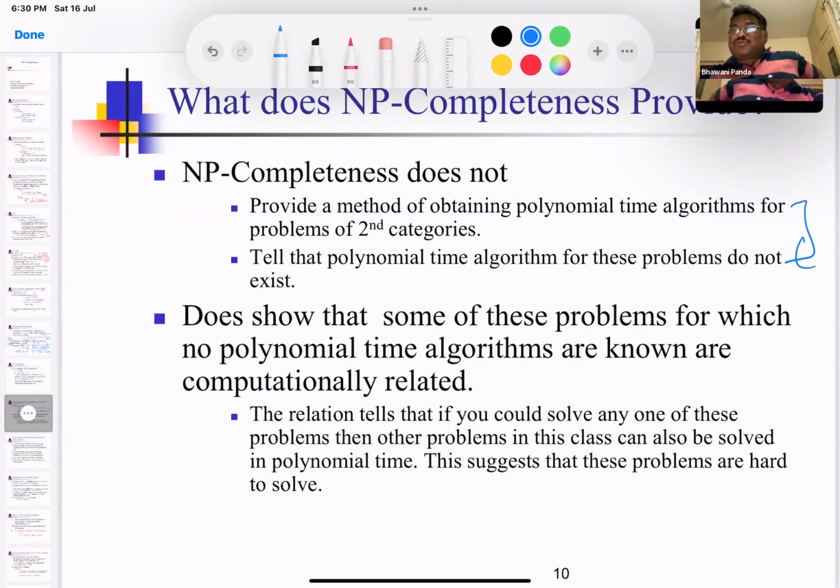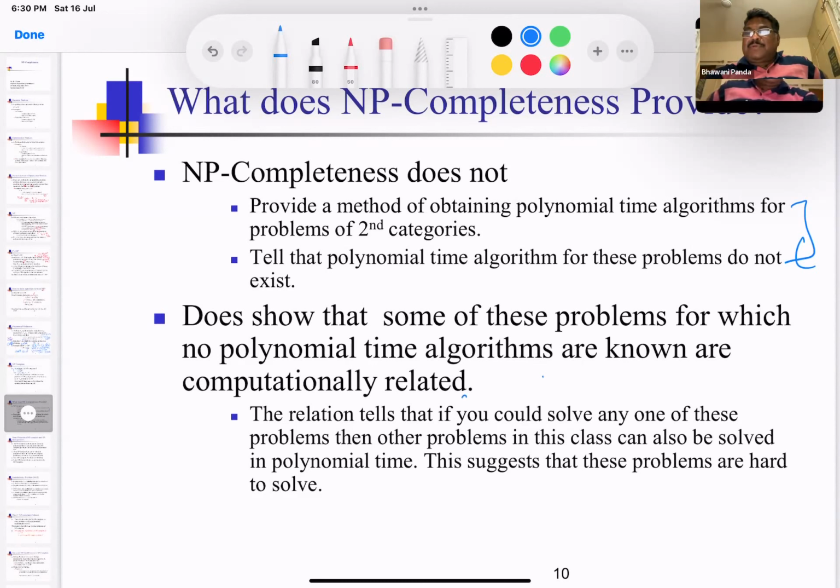So by showing just that a problem is NP complete, it doesn't tell us that it is a hard problem. It is a hard problem provided P is not equal to NP. So that is what it says. Then one has to remember that it does show that some of these problems for which no polynomial time algorithms are known are computationally related.